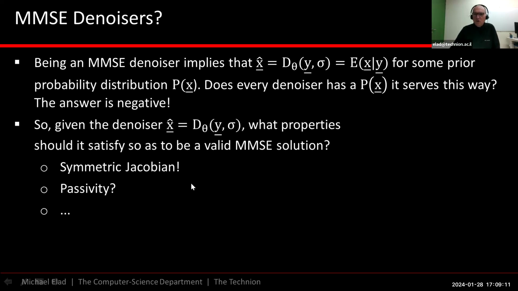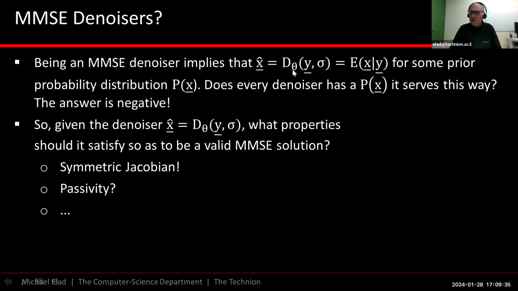Here is something we do know. Turns out that if this is an MMSE denoiser, the Jacobian of it must be symmetric. Okay, what does it mean? It means that, look, this is the denoiser. A denoiser is a machine that gets an image of size 1000 by 1000 and produces an image at the output of the same size.